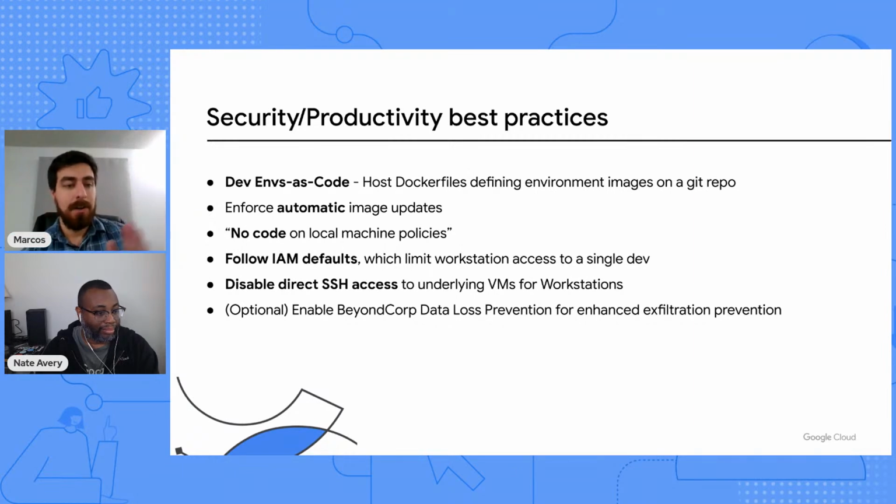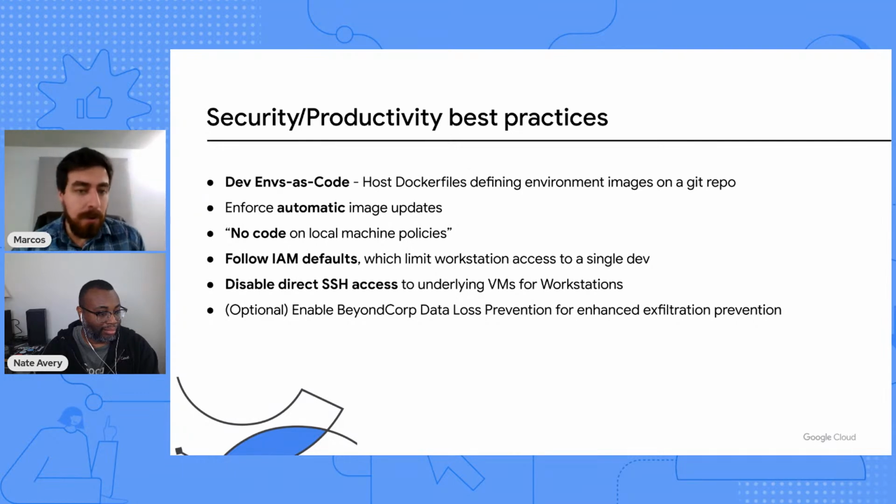That way, you're limiting the potential exfiltration points for code to leak to local machines, and it can be directly on the cloud workstation, where you can also apply policies such as BeyondCorp data loss protection, for example, to limit copy and paste or download of sensitive data from the local endpoints when they're connected to workstations.